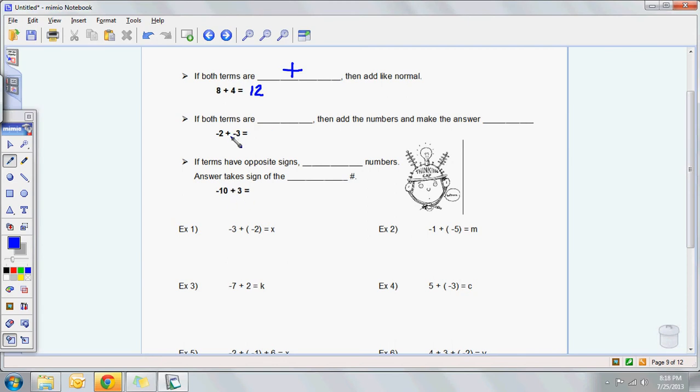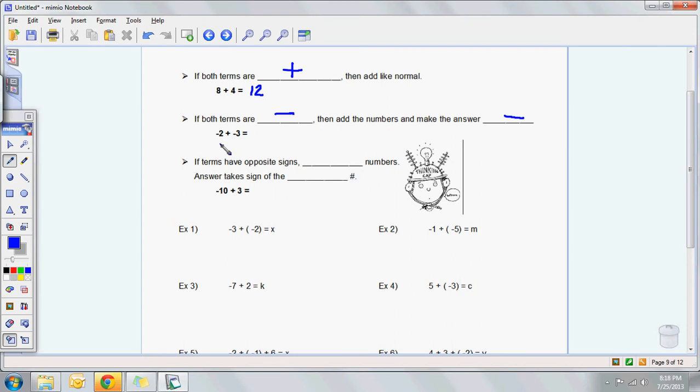Second rule is you are going to see that both of these are negative numbers. So here's where normally we would rely on our calculator, but I want to teach you how to do it without it. So if you have a negative 2 plus a negative 3, both of those terms are negative numbers. So if that's the case, you're going to add the numbers and make the answer negative.